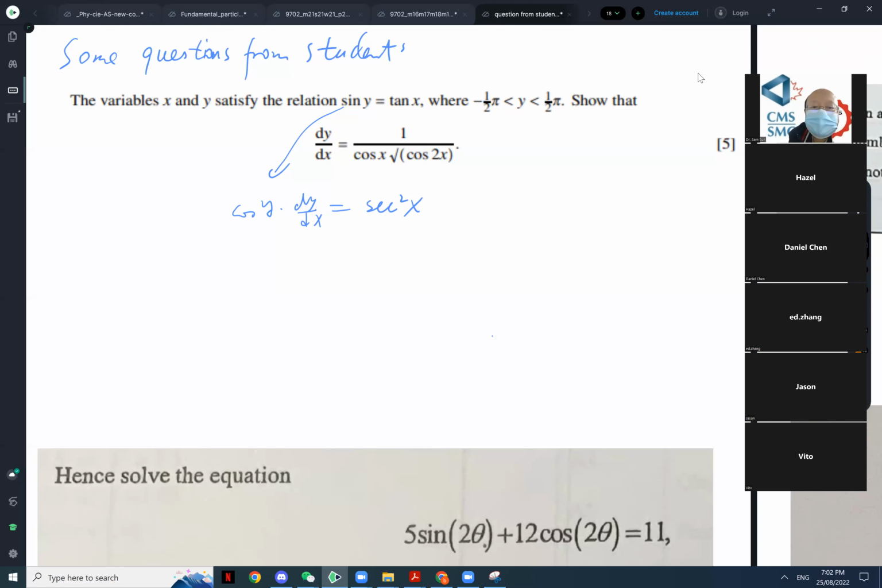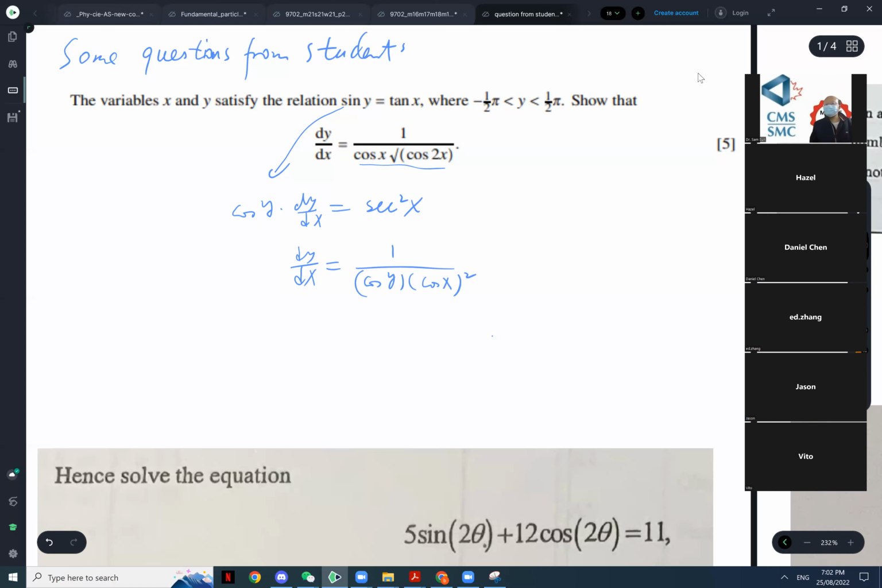To dy/dx. Okay, we finished the differentiation. Now, how do we prove it? Guys, how to prove it?